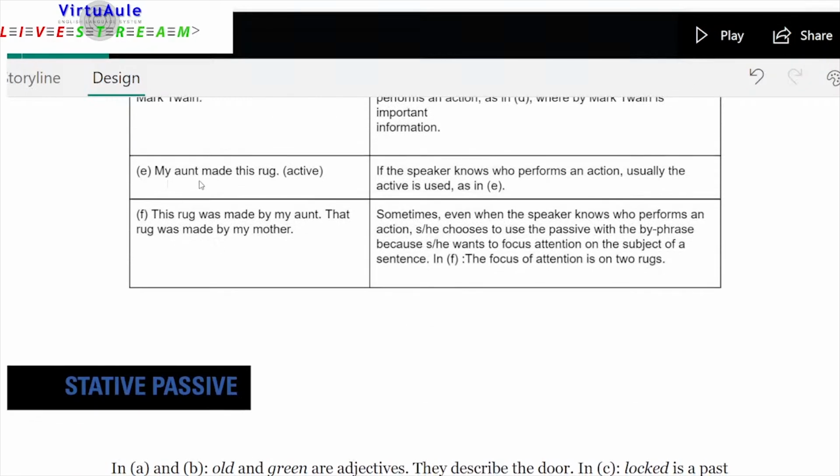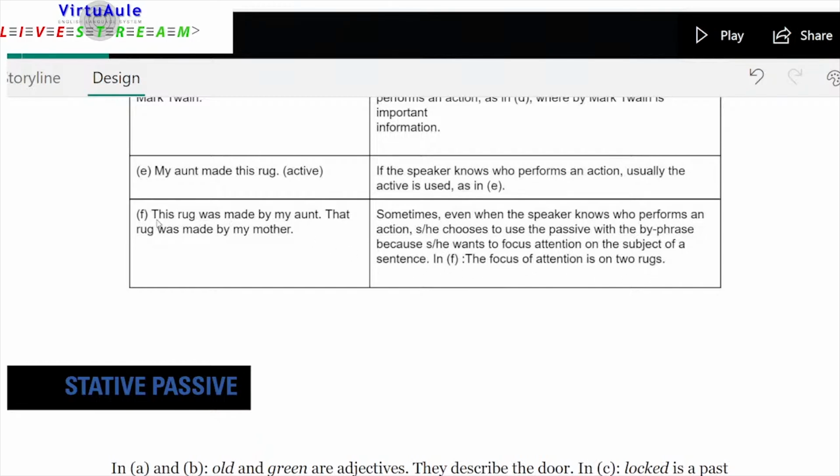My aunt made this rug. This is active. The speaker knows who performs the action. Usually the active is used, as in my aunt made this rug. This rug was made by my aunt. That rug was made by my mother. Sometimes, even when the speaker knows who performs an action, he or she chooses to use the passive with the by phrase because he or she wants to focus attention on the subject of a sentence. In F, the focus of the attention is on the two rugs.